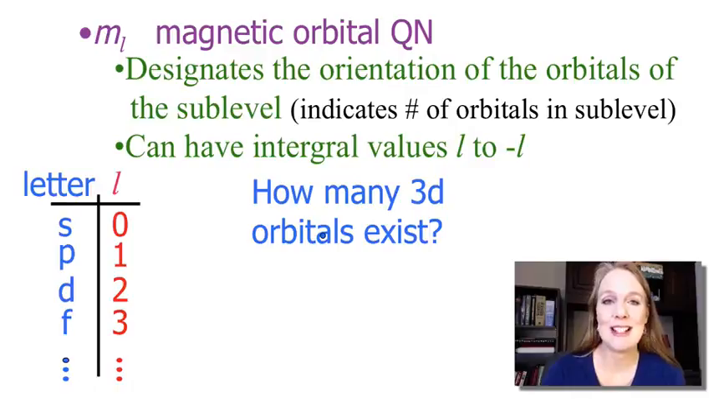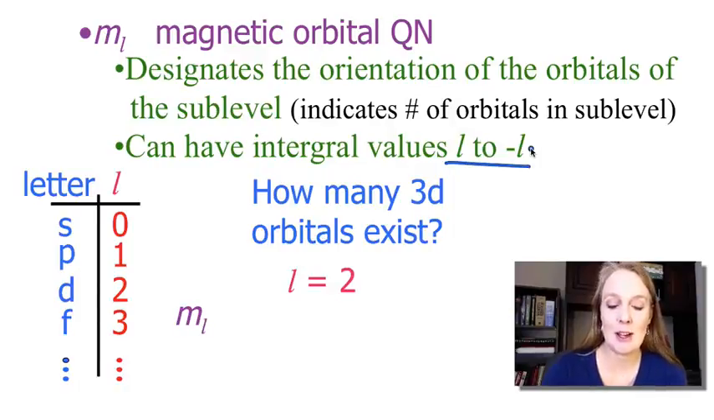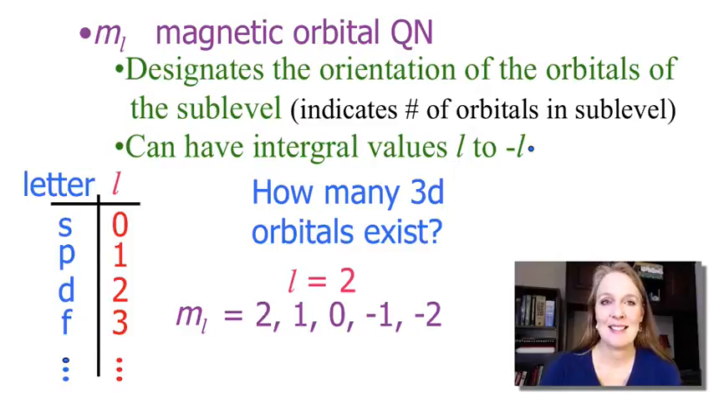How many 3d orbitals exist? So this time L equals 2. So if you think about what the boundaries are for ML, then you should be able to figure out how many 3d orbitals exist. Go ahead and try to answer that now. Thank you for submitting your answer.